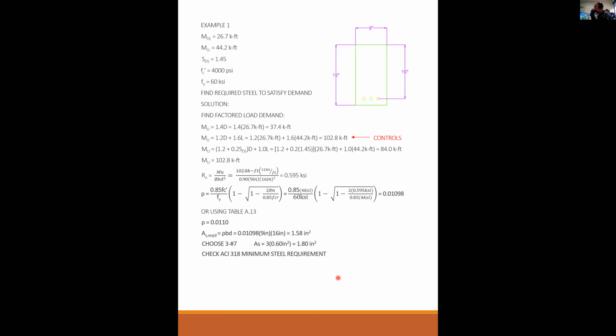Is there a question? Yeah, I have a question for using the table. I'm looking at the table right now. How did you get 0.0110? Did I get the wrong number? No, I'm saying, how do you come about choosing that number? Because there's a lot of numbers. I think it's page 607. All right, so we're on page 607. And Mu over phi bd squared is that R sub N number, right? They're just listing it in PSI, so don't let that throw you. 595 KSI is 595 PSI.